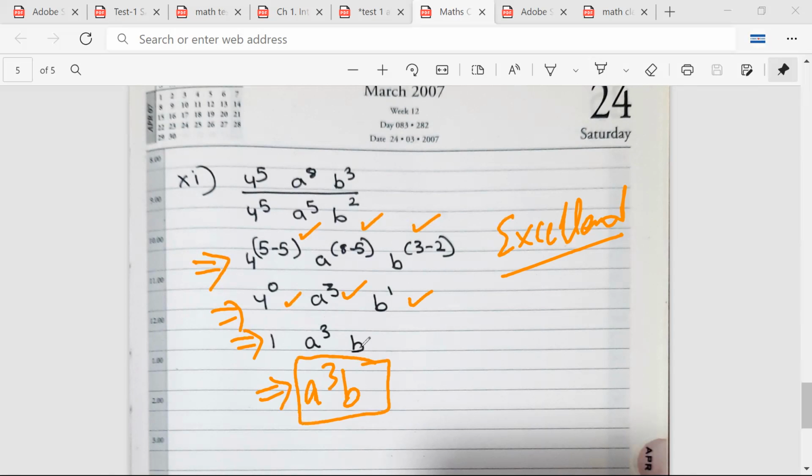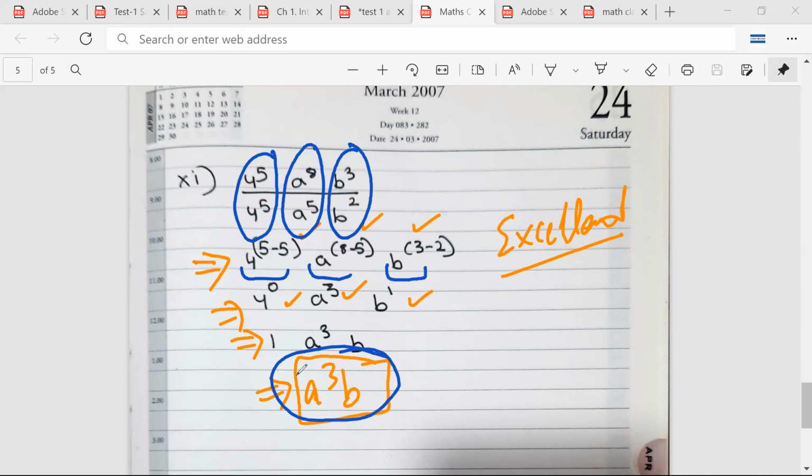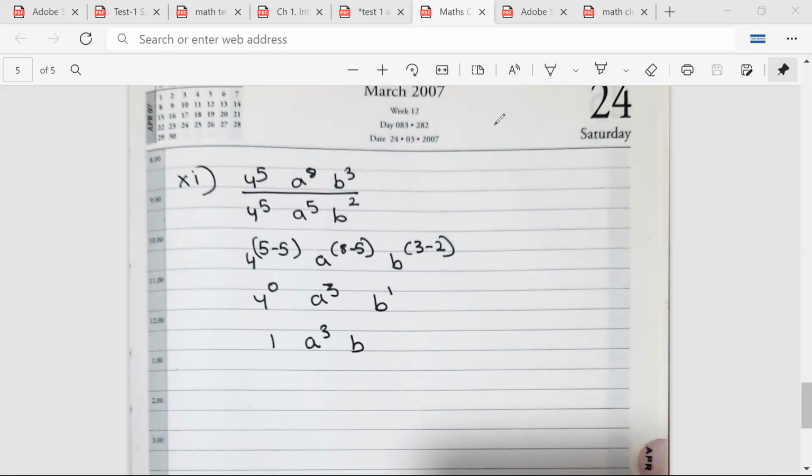Soumya, any doubt? No, sir. See, what needs to be done is these have to be managed separately. And this will be your final answer. Aishwarya ji, any doubt? No, sir.